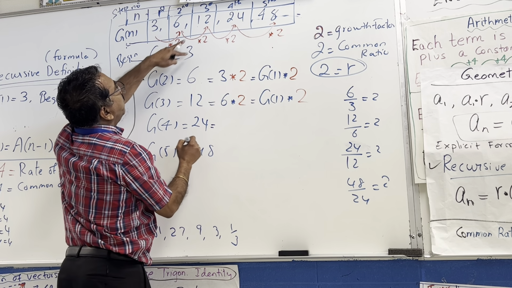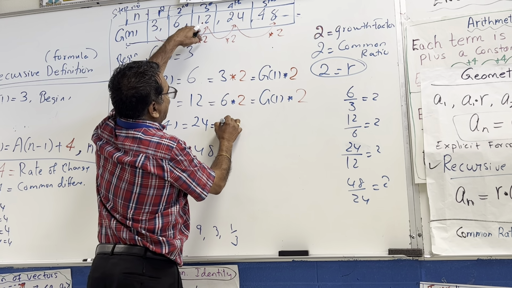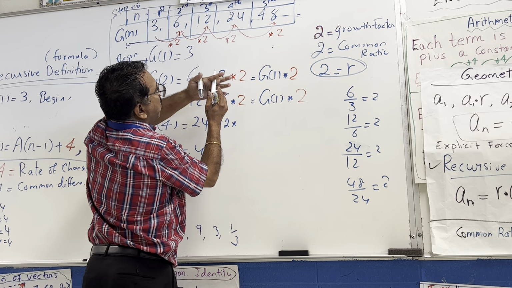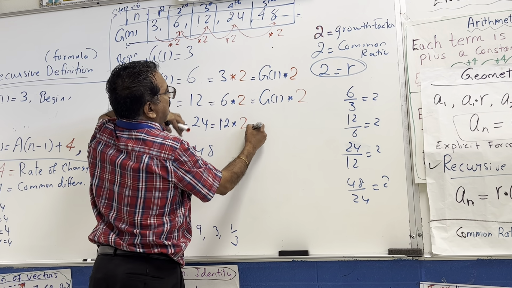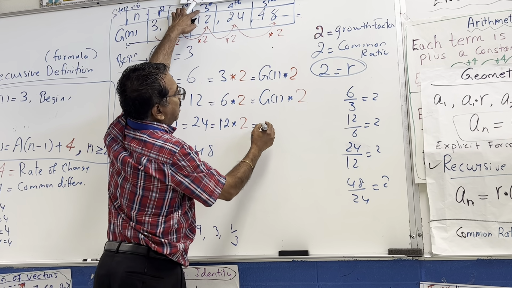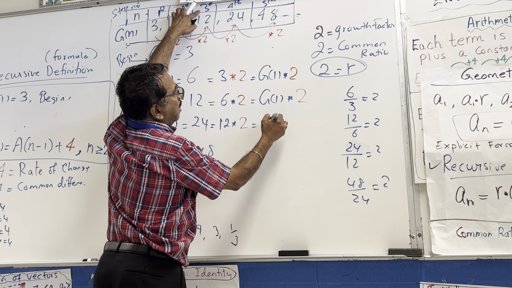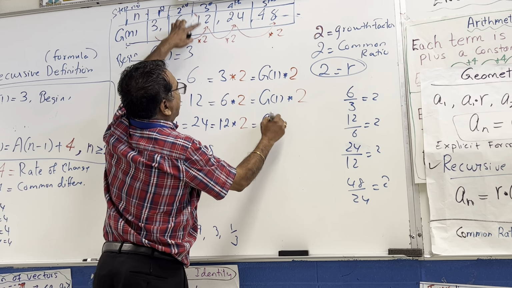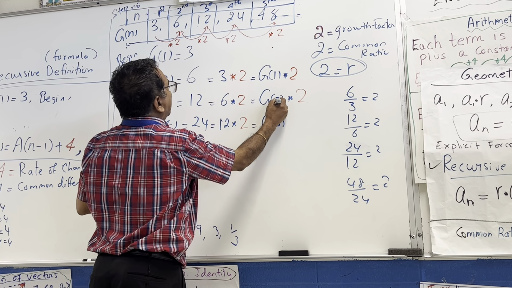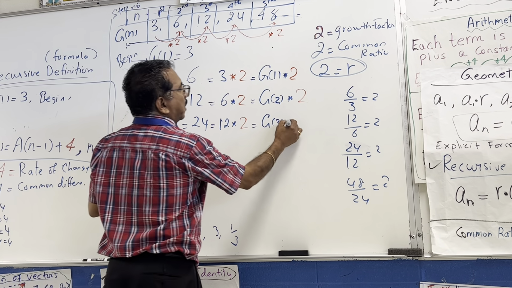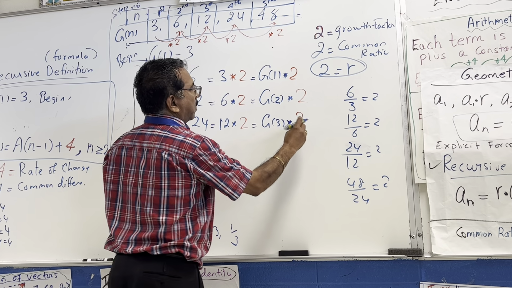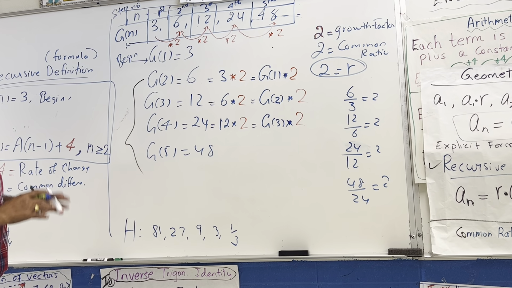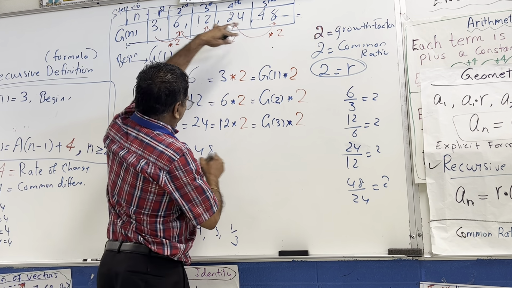Then the same thing, how did we get 24? It is because the previous number was 12, and you multiply by 2, and the number 12 is at the third position. In the third position, I made a slight mistake here, this is 2. Okay, so times 2, I hope I'm making sense to you. And 48 is in the fifth position.